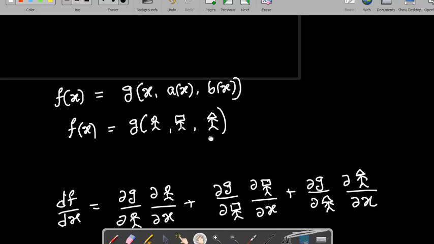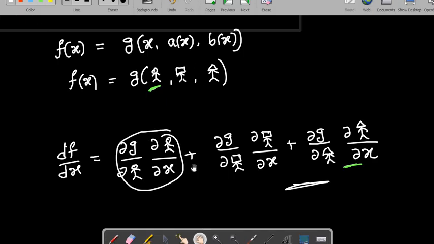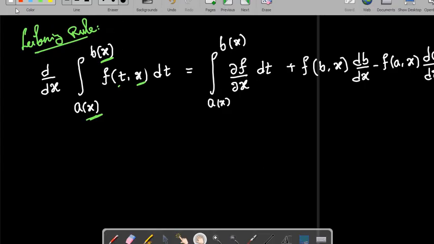Then how do you define the derivative of f of x here? Using the chain rule. First you differentiate g with respect to the first variable and multiply by the derivative of the first with respect to x. Similarly with respect to the second variable and the derivative of the second with respect to x. Similarly the third one. In the first differentiation, this variable is nothing but x only, so dou x by dou x becomes 1. And that's exactly the first part of the expression.